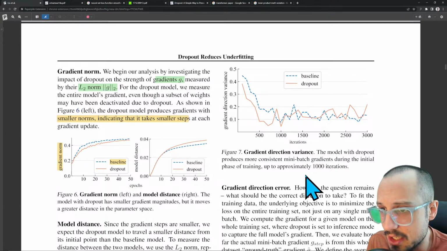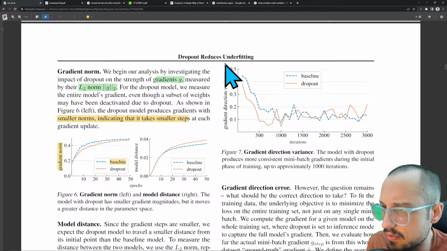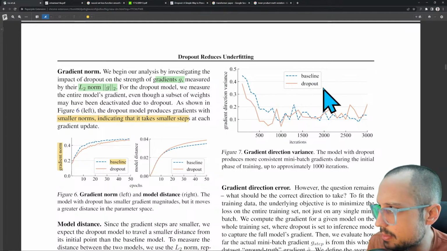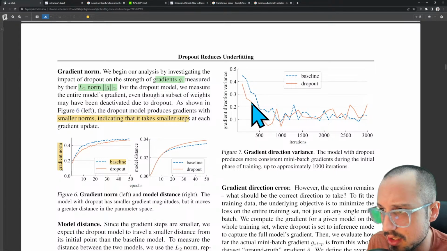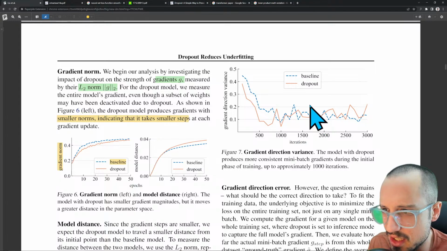Figure 7, gradient direction variance. The model with dropout produces more consistent mini-batch gradients during the initial phase of training up to approximately 1000 iterations. Gradient direction variance. So you have the baseline and then the dropout, which has a 0.1, of course. You see here how the dropout model seems to have consistently lower variance in the gradient direction, but it's actually not necessarily huge, right? There's definitely points in time here where the baseline model has a more consistent gradient than dropout.